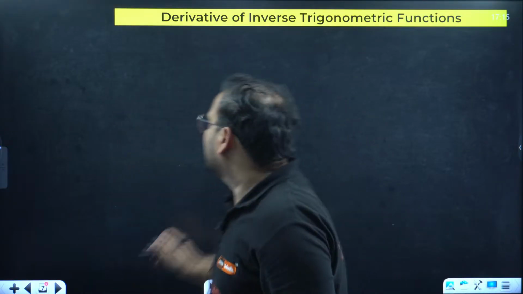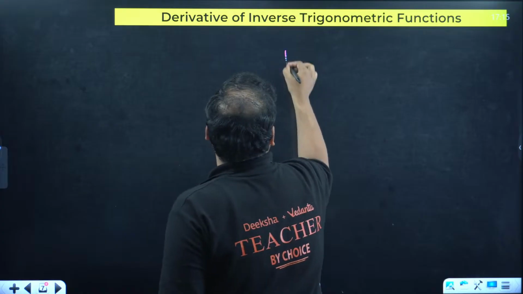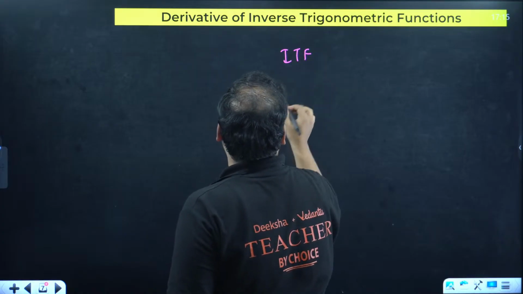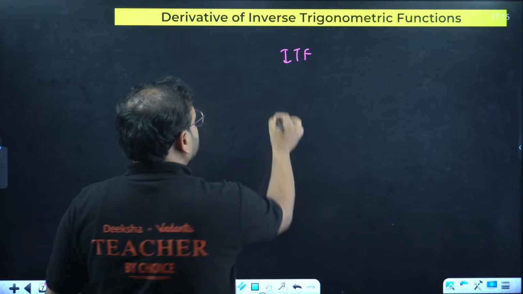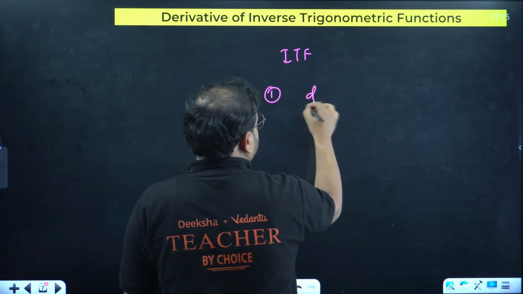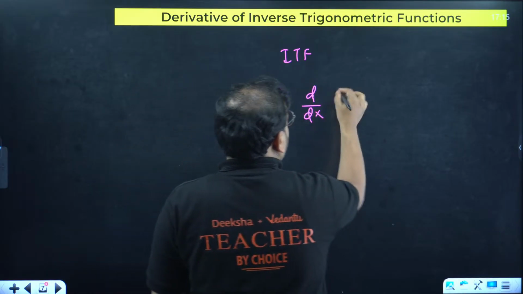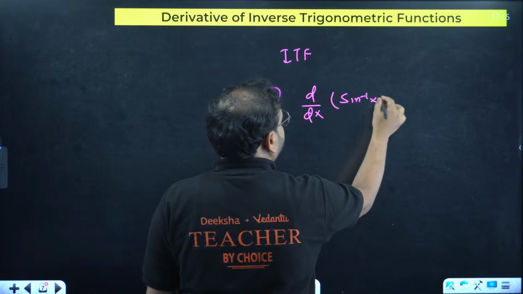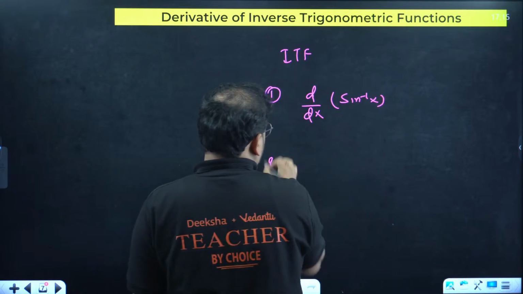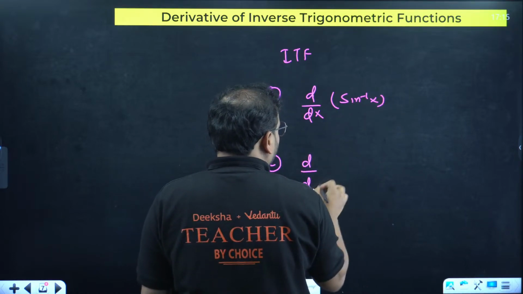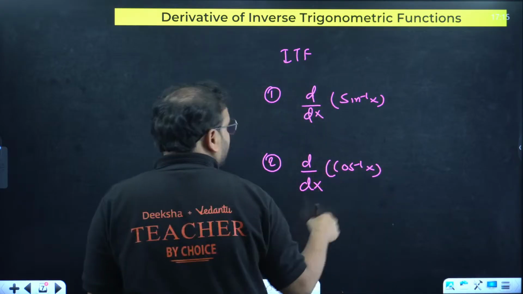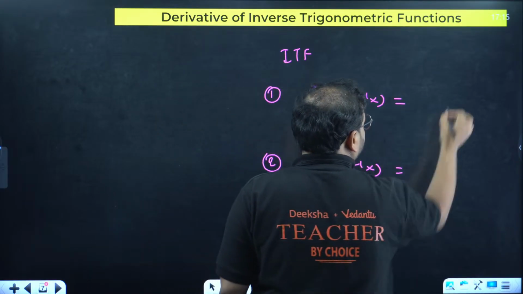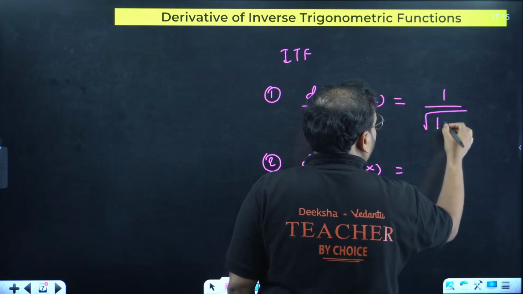Inverse trigonometric functions, ITF. Let's recall this part. How many are there? Total are 6. But majorly we use 3 to 4. So we use this one first in boards as well as CET. We have sine inverse derivative. Then we have cos inverse derivative. These two we write together because they look very similar. This is 1 upon square root of 1 minus x square.